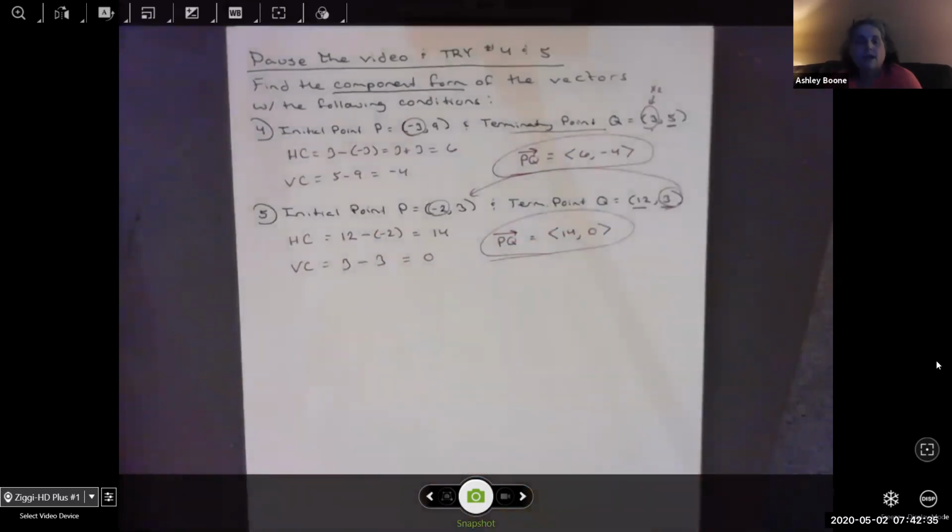With this one, when we have the initial point P, we start and we go to the right 14. We get larger by 14, but we don't move up or down at all. So this looks kind of like a horizontal line, except it is directed. Okay.